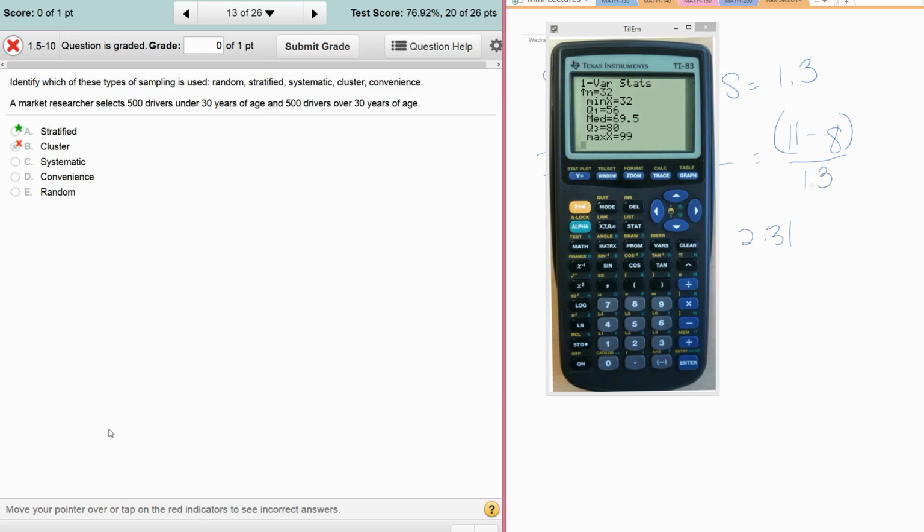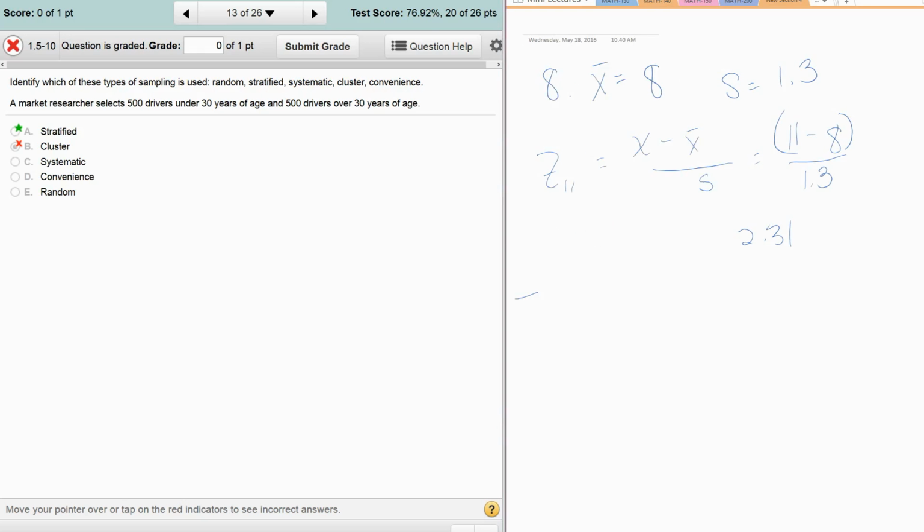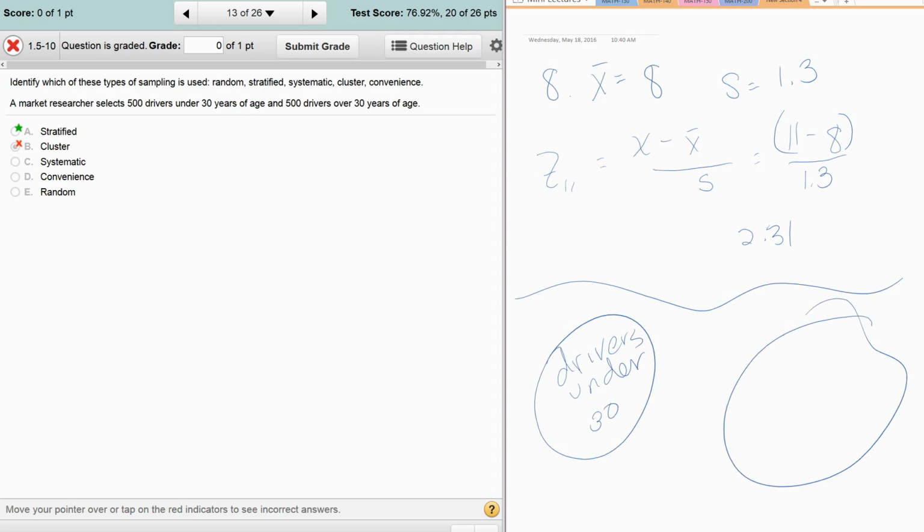So here we have drivers under 30, and drivers over 30. I guess they're not doing anyone who is 30, but that's okay. So anyways, here, for this problem, they're taking some from each group, right? They're taking 500 from here. So let's say, this is 500 people and 500 from here.